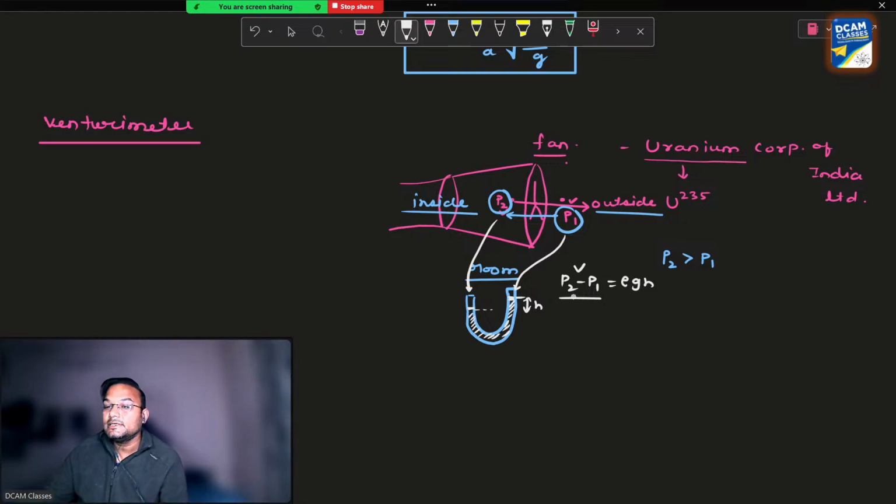But the thing is, for the first time in my life, I have seen the real life use of this venturimeter that we are going to study now. Understood?